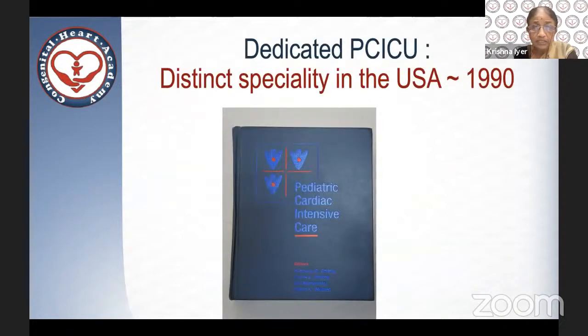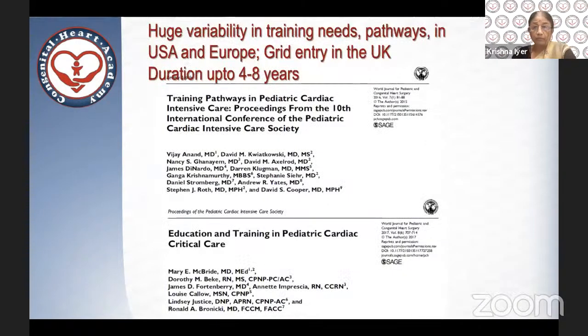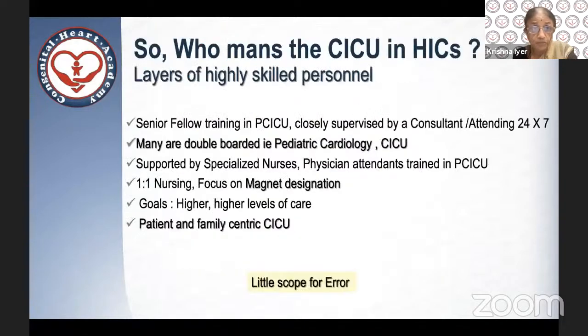This emerged as a distinct specialty in the United States in 1990. A lot has been written by the task force on requirements for pediatric cardiac critical care, as well as the requirements for the trainees. But even today, there's huge variability in training needs and pathways, both in the United States and Europe. The grid entry into the United Kingdom varies from a duration of between 4 to 8 years. The bottom line is there's a huge focus on competencies and various intensive care procedures.